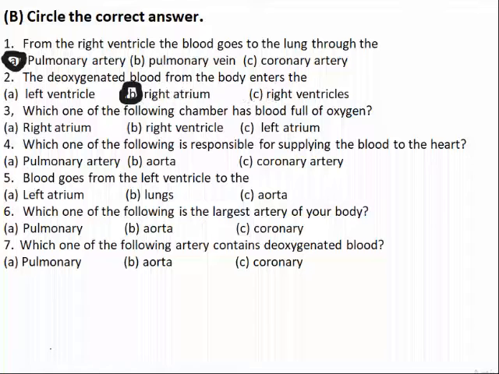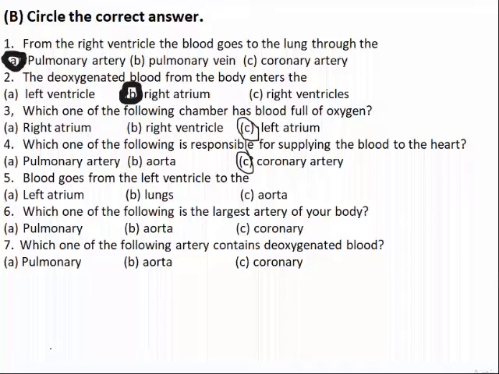The next question is: which one of the following chambers has blood full of oxygen? Which chamber has blood full of oxygen? The right atrium has deoxygenated blood, the right ventricle also, and the left atrium has oxygenated blood. Which one of the following is responsible for supplying blood to the heart? Pulmonary artery, aorta, coronary artery. The coronary artery supplies the blood to the heart muscles.